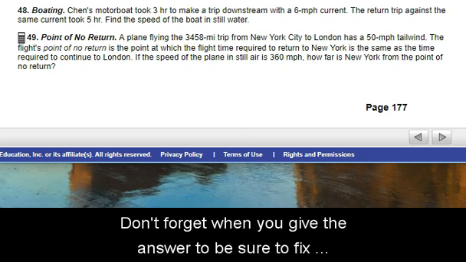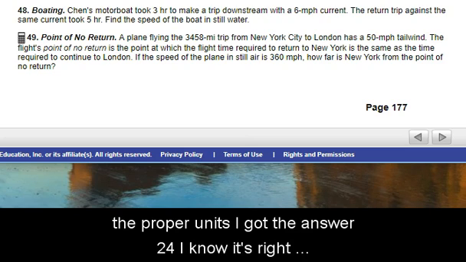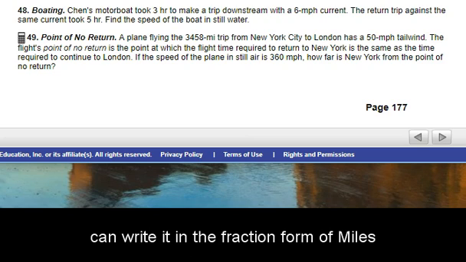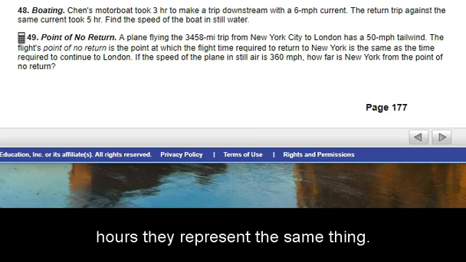Don't forget when you give the answer to be sure to affix the proper units. I got the answer 24, I know it's a rate, and I can either write it as mph for miles per hour, or I can write it in the fraction form of miles divided by hours. They represent the same thing.